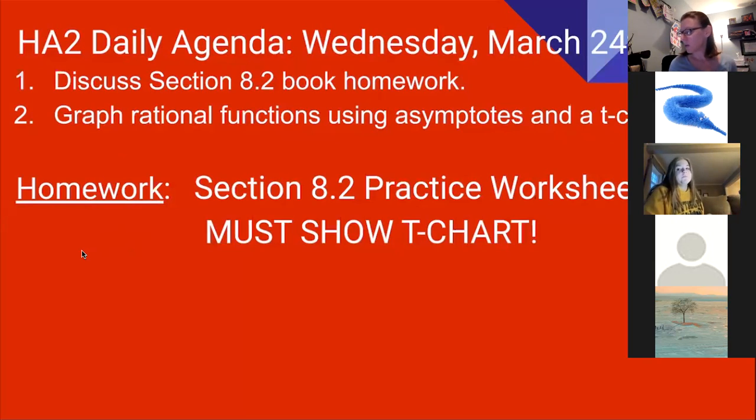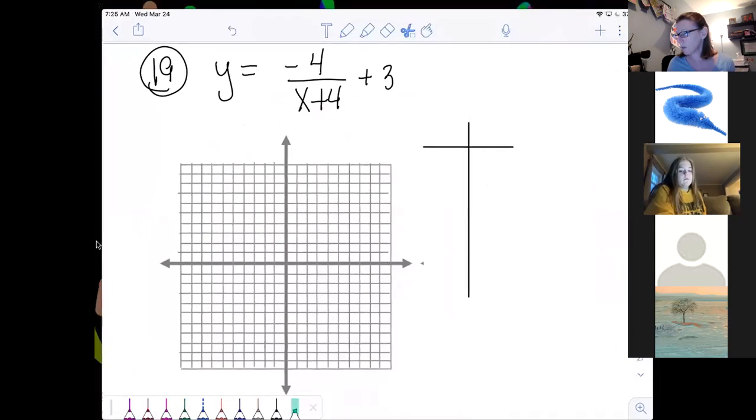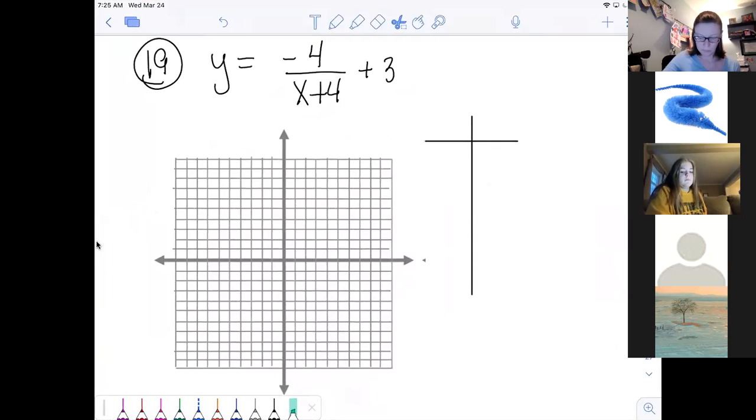So I'm going to start with number 19. And 19 has a -4 on top, and then underneath that we have the X plus 4. And then to the side, there's that plus 3.